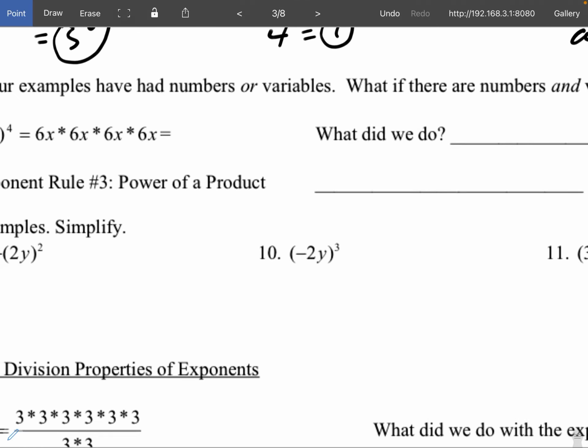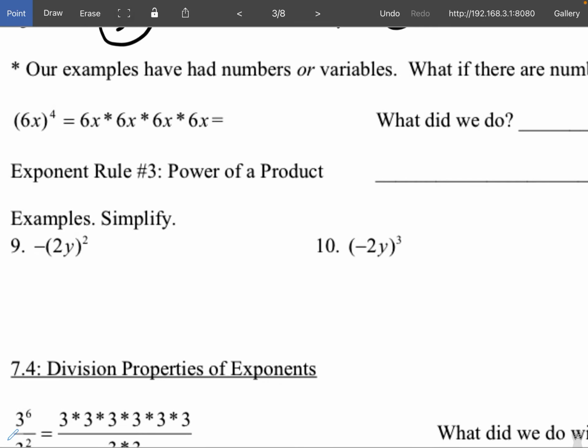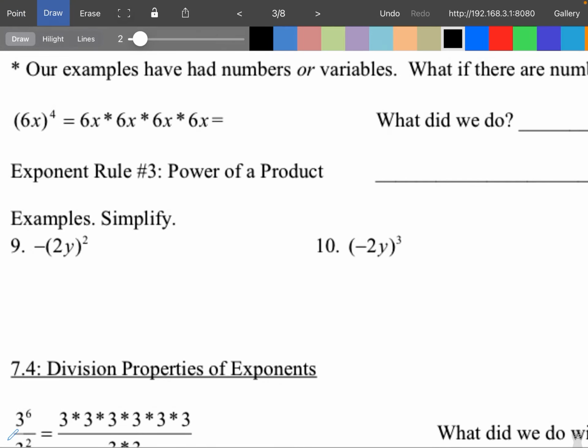Well, that would mean right here, you have 6. Again, you can multiply in any order you want. Multiplication is commutative. So you have 6 times 6 times 6 times 6. That'd be 6 to what power? 4. Good. And then you also have x times x times x times x. That'd be x to the 4th. Good.